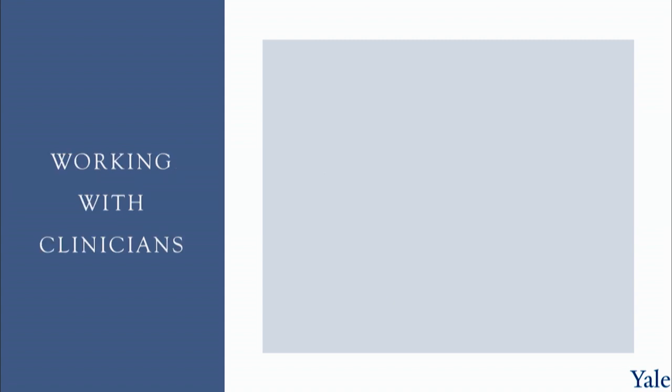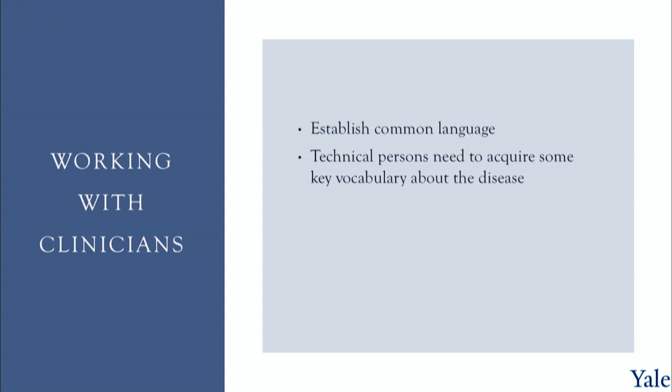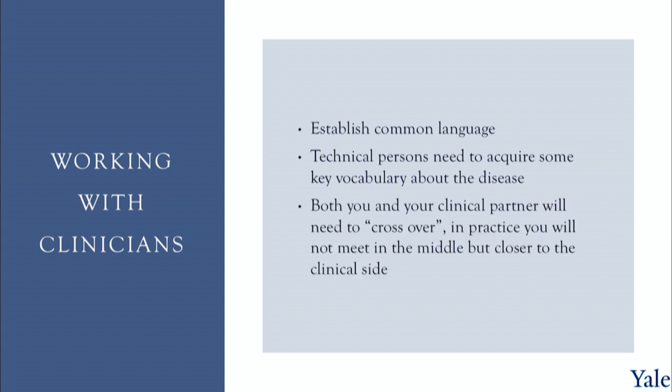That's usually step one. And the other thing, as we end this section, and we'll pick up the story in the next segment, is you want to learn a little bit about working with clinicians. So you have to establish a common language. And you as a technical person need to acquire some key vocabulary about the disease. And both you and your clinical partner will need to cross over, but in practice you will not meet in the middle, but closer to the clinical side. So if this is the medical world and this is the software world and this is the midline, you're going to meet somewhere here, closer to the clinical world than to the software world.